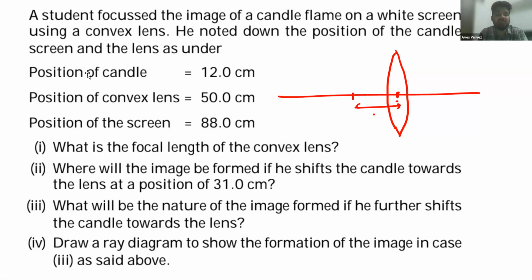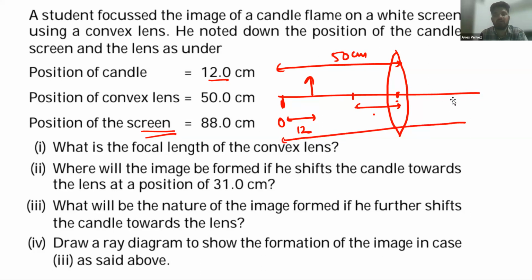Now what is being said? The position of the candle is 12, so here it must be 0, and the candle is at 12 from this 0. The position of the convex lens is 50. And the position of the screen means the image distance, so the image distance is 88. The image is formed here at 88 centimeters.